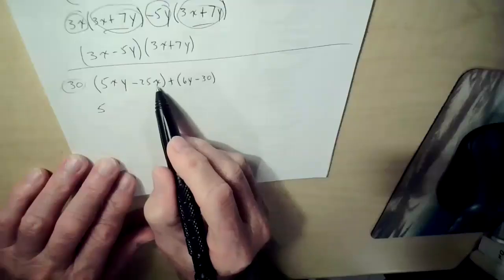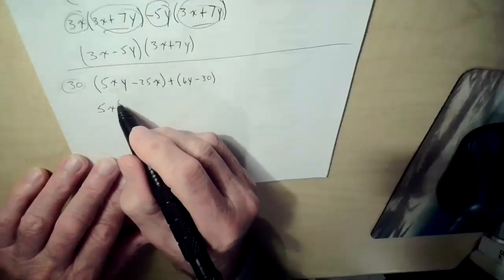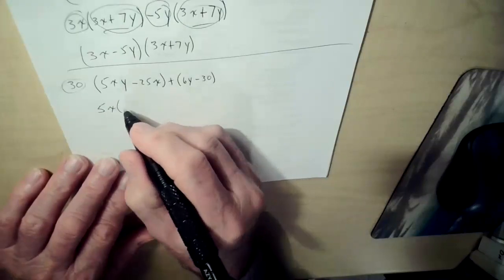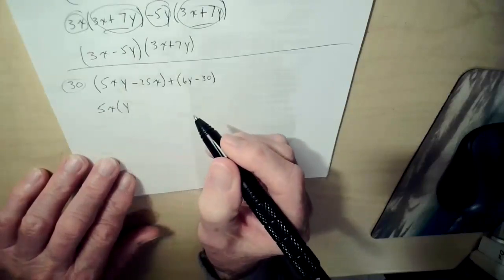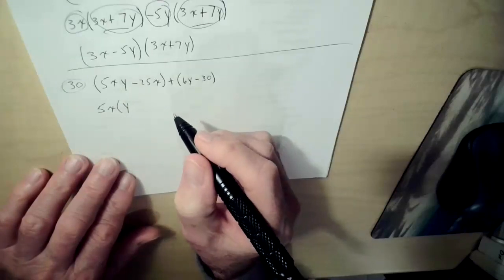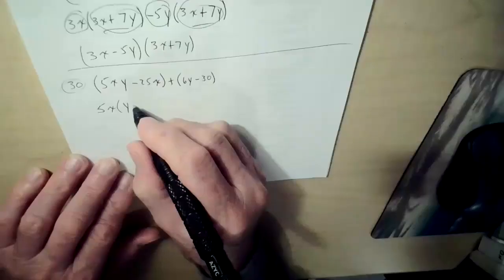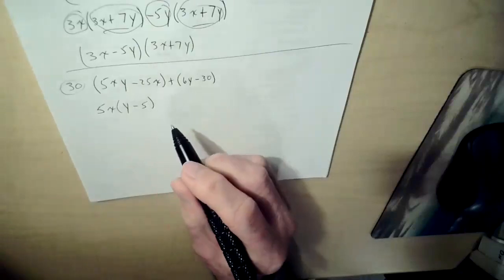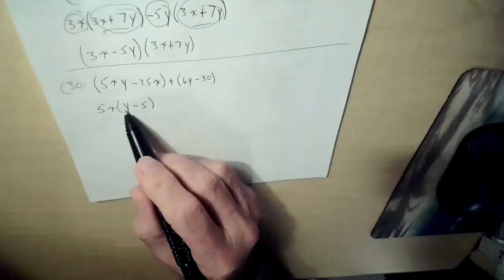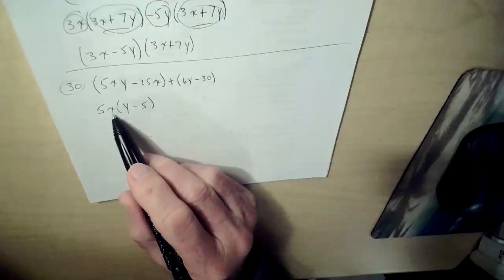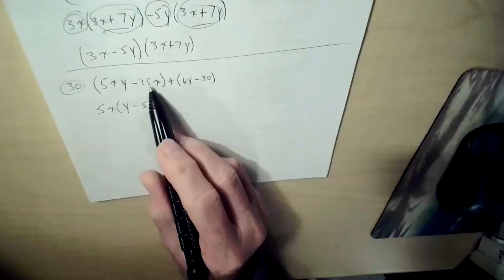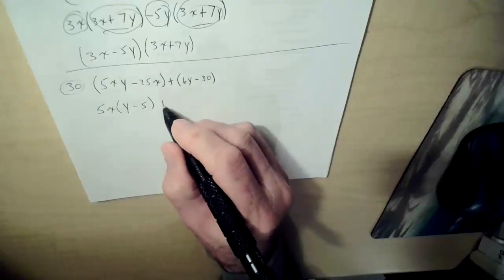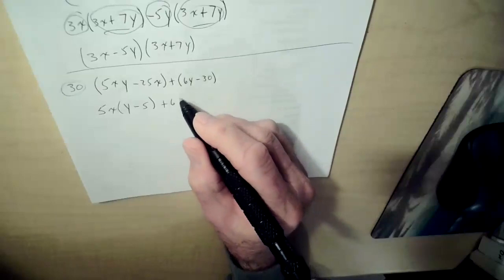Hey, what can we factor out of both of these? 5. What about these? X. There's an x in here and an x over here. 5x times what is it, just 1? Minus 5. Is that right? I think so. 5x times y is 5xy. That's right. And 5x times negative 5 is negative 25x.